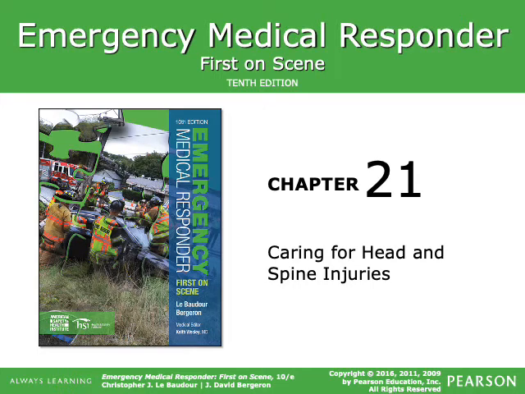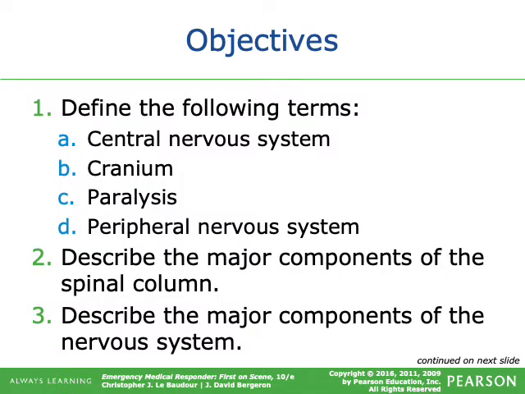Chapter 21, Caring for Head and Spinal Injuries. Define the following terms: central nervous system, cranium, paralysis, peripheral nervous system.